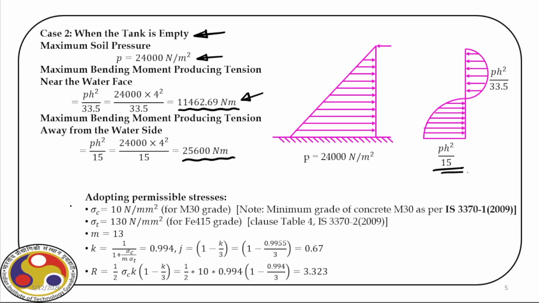Now for our design, we adopt, recall, M30 concrete and Fe415 grade of steel, and we adopt the code which we discussed in the previous lecture. So as per this code, sigma C is 10 Newton per millimeter square and sigma T is 130 Newton per millimeter square, and the modular ratio is 13. So we can find out the value of K, which is 0.67, and R or Q is 3.323.